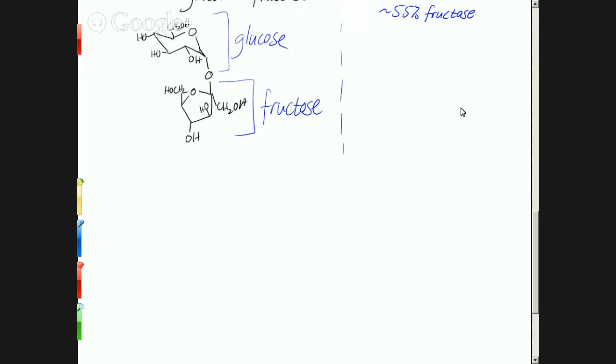Aspartame, which is a common artificial or non-nutritive sweetener, is also known as NutraSweet or Equal. You can't see the picture I'm pointing to, but there's a little Equal packet over there. That is by far the most common artificial sweetener. That's the Diet Coke and Diet Pepsi and diet pretty much everything.